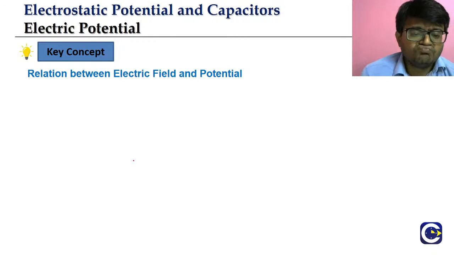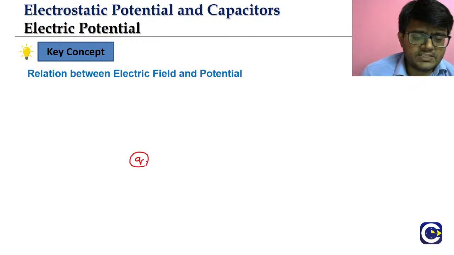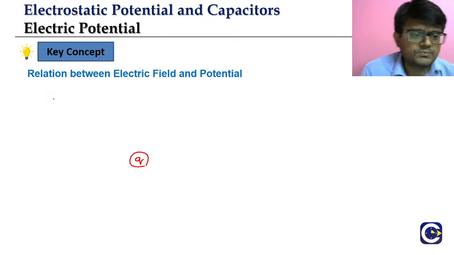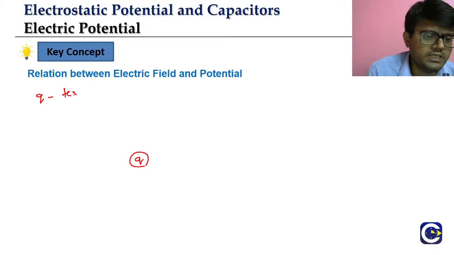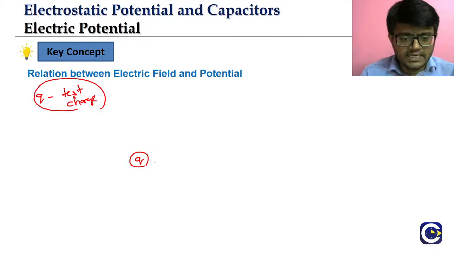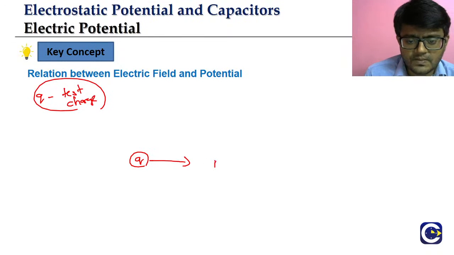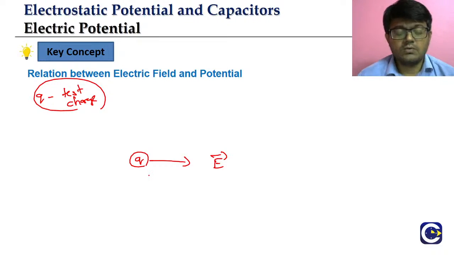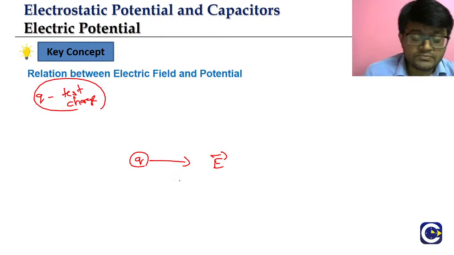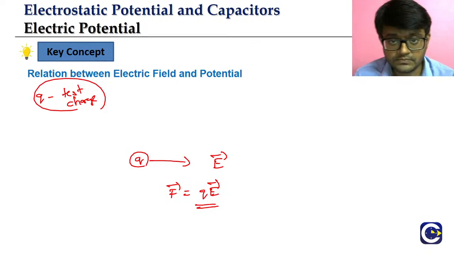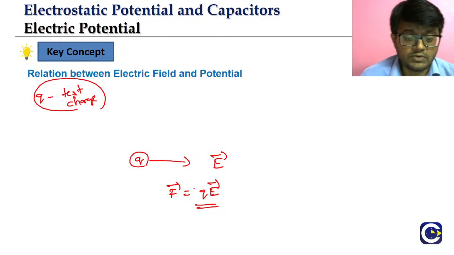We will start with a test charge. Let us keep a test charge q. What is this small q? It is the test charge. Now at this place, let's say the electric field is E bar. So what will be the electrostatic force acting on the charged particle? Q into E bar. What is the electrostatic force? Q into E bar.